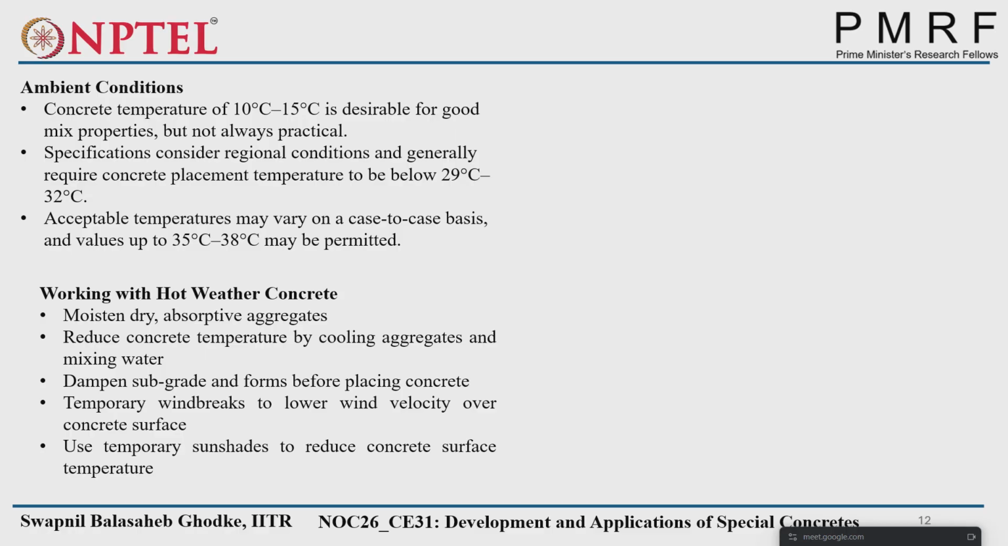Then dampen subgrade. Dampen means the subgrade should be provided with some least amount of water. And if the wind velocity is very high, the casting place or construction place should be covered with some wind breaks to lower the wind velocity over the concrete surface to avoid a higher rate of evaporation. And temporary sunshades.